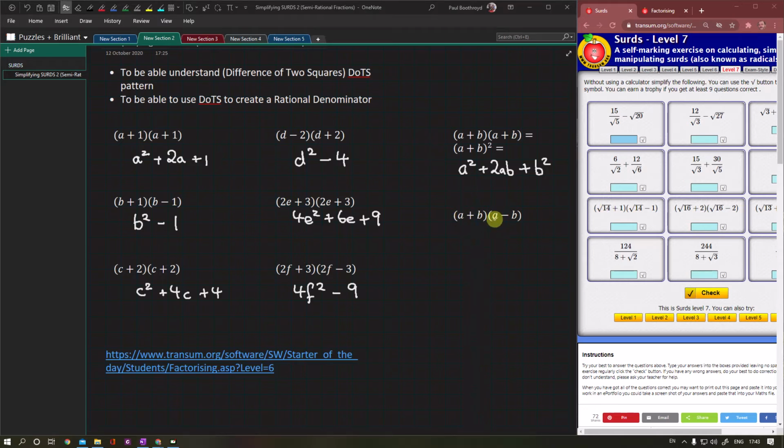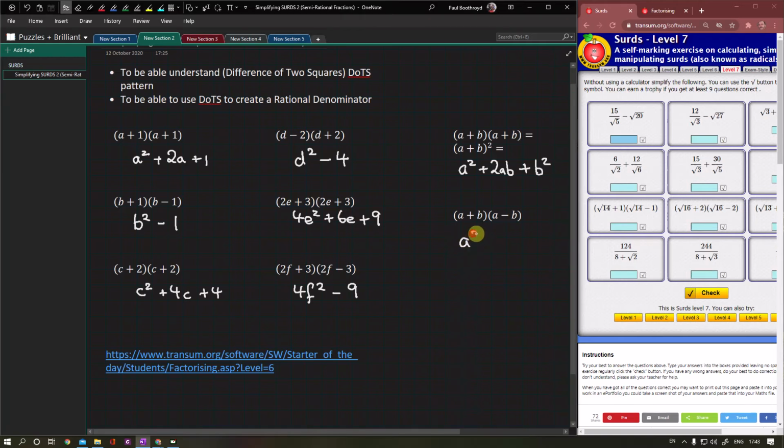And what you get is you get a times a is a squared. A times minus b is minus ab, and a b times an a, which is plus ab, nothing. And then I get a minus b squared. And this has a special name. It's called the difference of two squares. And it's an important pattern because it allows us to actually remove the square root in these expressions. And if you see difference of two squares, it's often called DOTS.